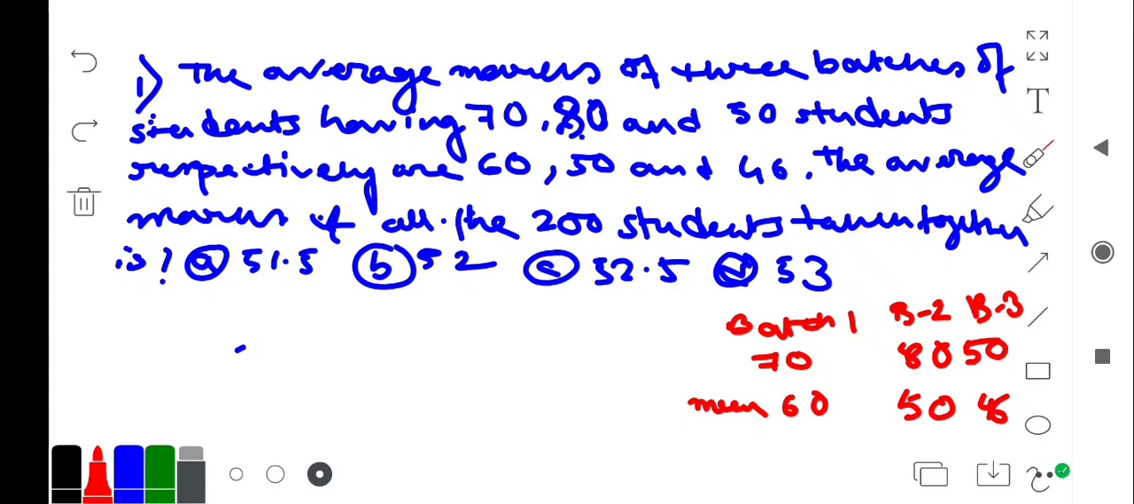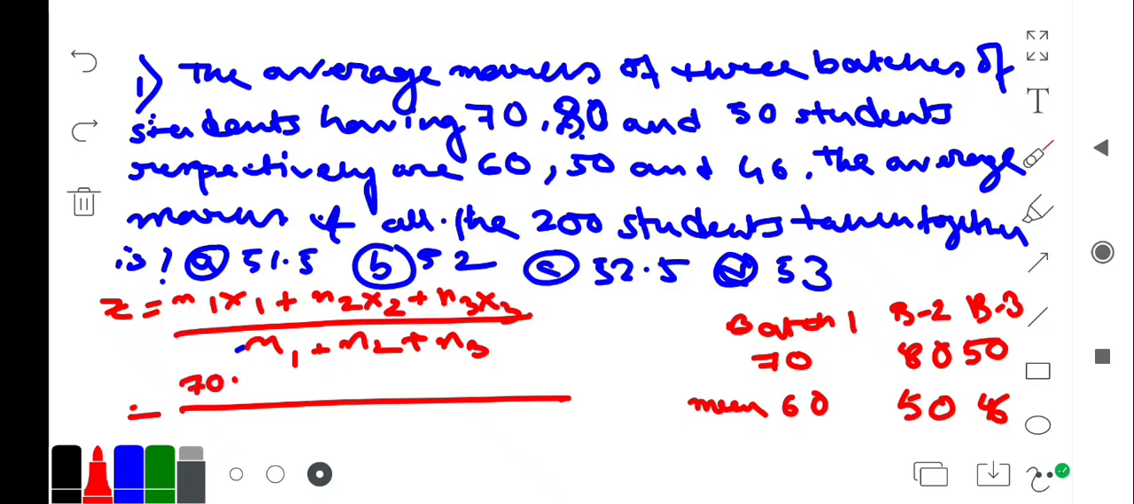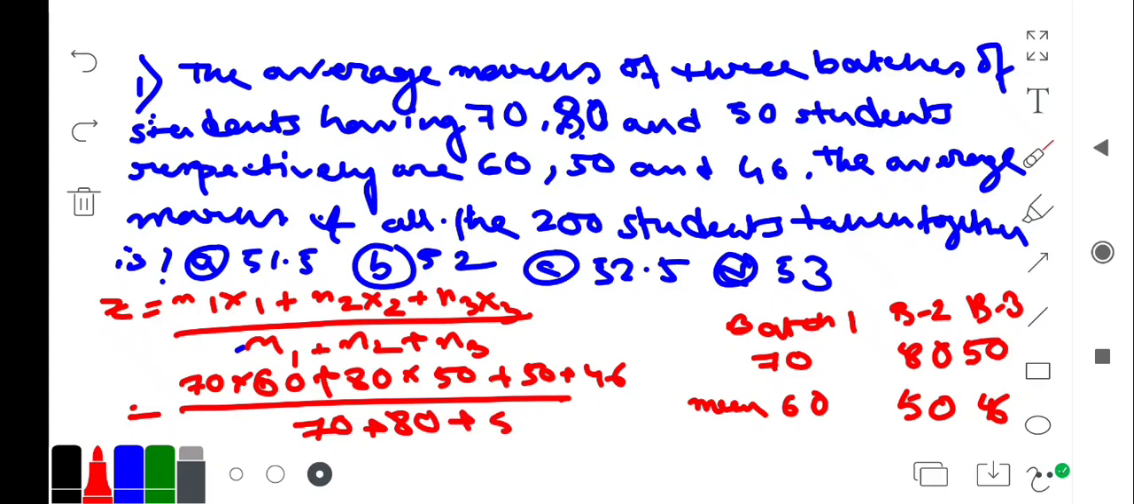200 student average marks কত? দেখো এক্ষেত্রে তোমরা ইউজ করবে z equal to (n1 x1 plus n2 x2 plus n3 x3) by (n1 plus n2 plus n3), okay, equal to 70 into 60, 80 into 50, 50 into 46, and total students will be 200, that is 70 plus 80 plus 50, equal to কত হয়? ভ্যালু হবে 52.5. Okay, so option C is the correct answer.